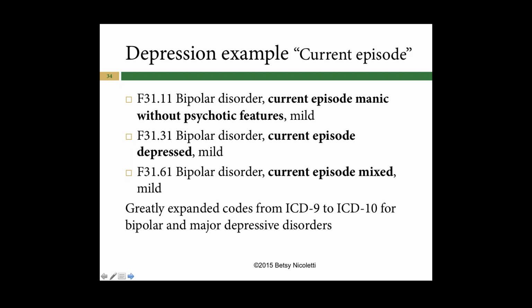F31.31, bipolar disorder, current episode depressed, mild. We'll have the others. And then F31.61, bipolar disorder, current episode mixed, mild. And again, we know we're going to have the other severities listed, or in full remission or in partial remission. These are all clinical terms, and we're going to count on our clinician to make the diagnosis, and we coders are just going to help code it.